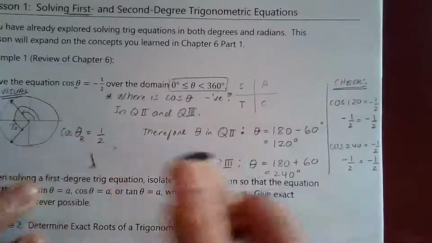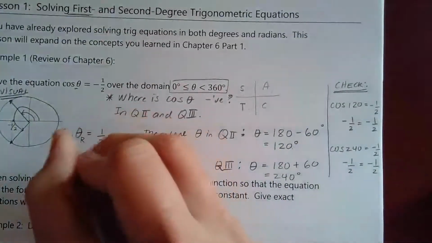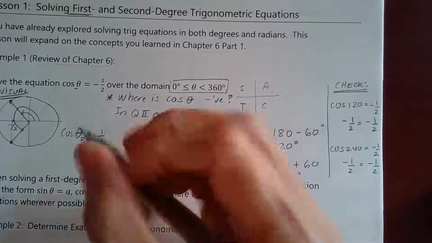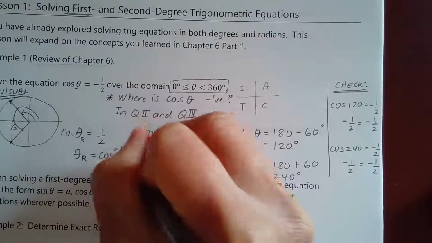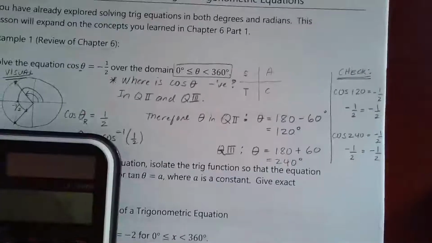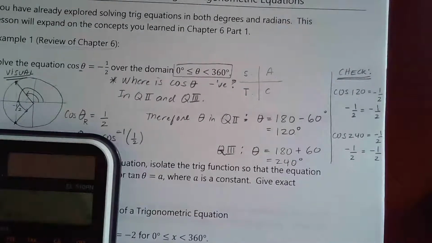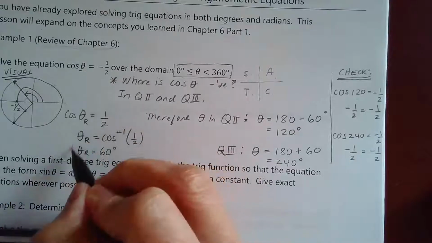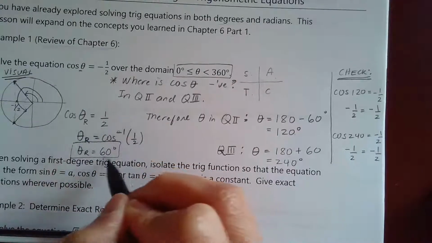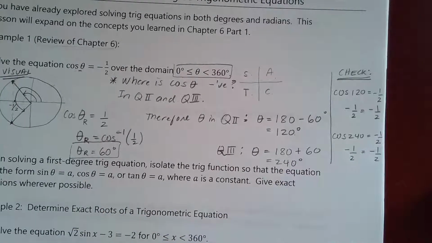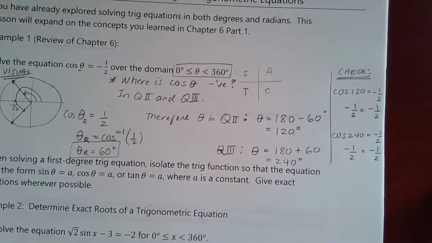I'm going to back up a bit here. So how can we figure out the theta r, the reference? I can go here, cos inverse of 1/2. So theta r is 60 degrees. You could do that, or if you already know that on our unit circle, that's perfect. So that's example number one.